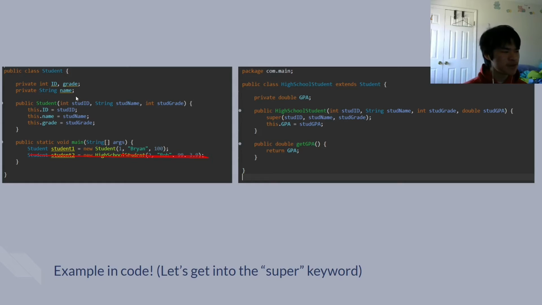Now remember that because student is a superclass of high school student, this is inherited. So a high school student, even though it's not stated explicitly, still has an ID, grade, and name in its class. So that's what we're doing here.